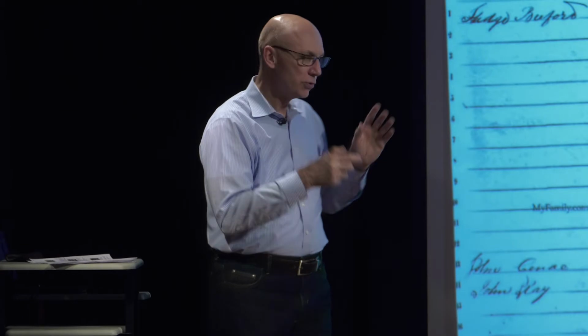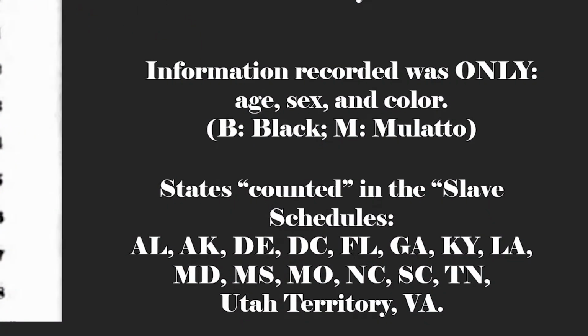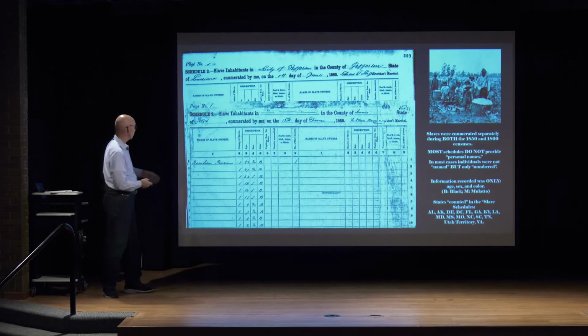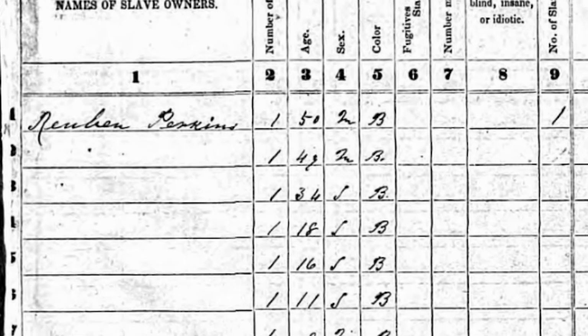Also pay close attention to the states that were included, which is here. Doing the research, it sort of shocked me a little bit that even in the Utah Territory, people could have slaves. And sure enough, I went into the Utah Territory and discovered Reuben Perkins with quite a number of slaves in Utah. We have a 50-year-old black slave, a 49-year-old male black slave, and then a 34-year-old black female slave.